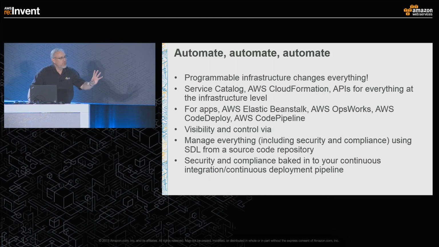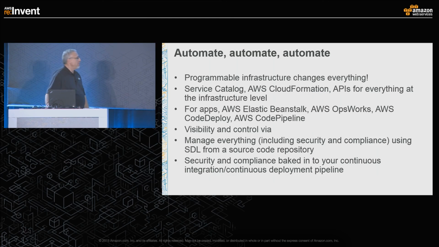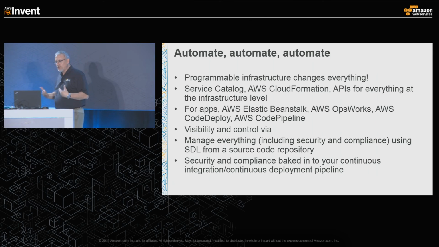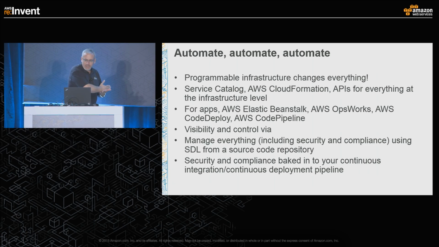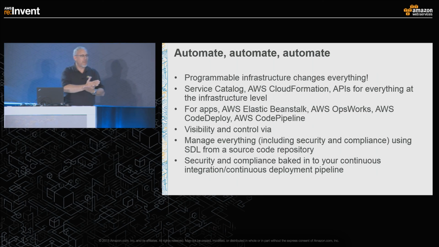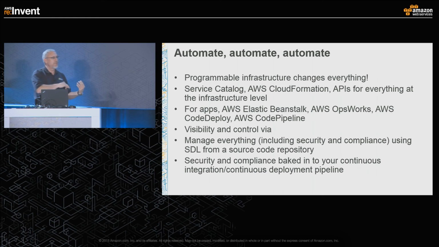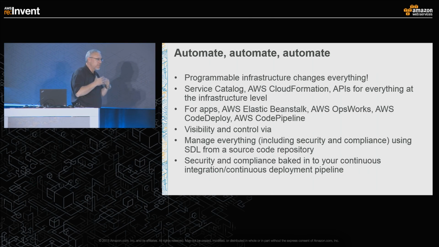A lot of other tools are available we didn't get into, things like Beanstalk for application development and deployment, OpsWorks, CodeDeploy, CodePipeline. These are all tools that you can use for automation in your environment. And always think about security and compliance as part of this application delivery model. It's not something that's bolted on afterwards. It's not something that's spec'd out in a document before and never thought about after.